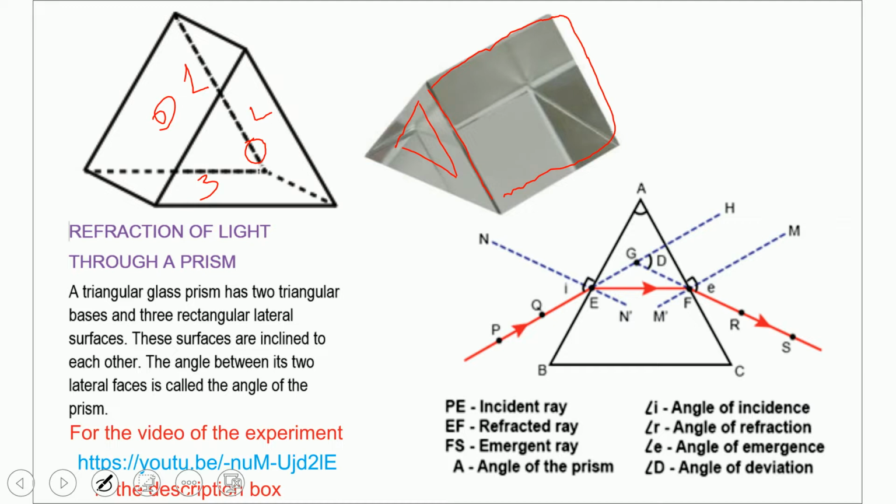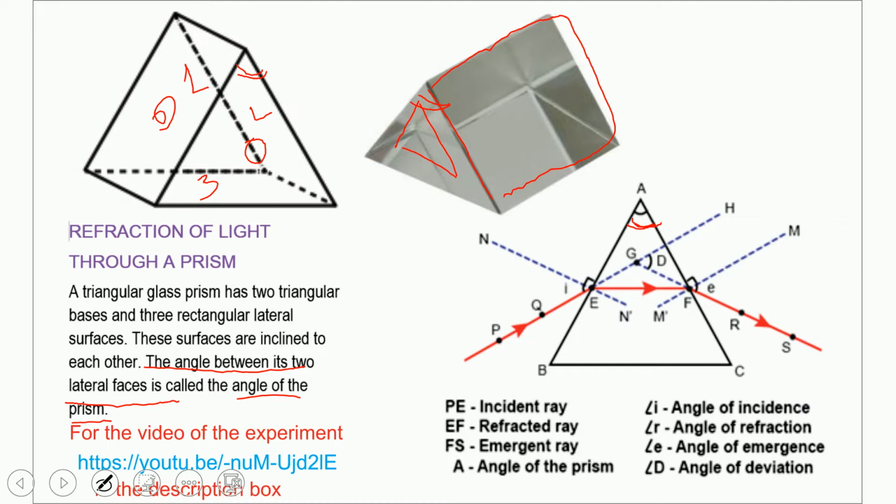While talking about this prism, there is an angle between the two lateral faces. The lateral faces are these three faces. Among them you can see there is an angle between two lateral faces. This angle is called the angle of the prism. So we can mention that the angle between the two lateral faces is called the angle of the prism.